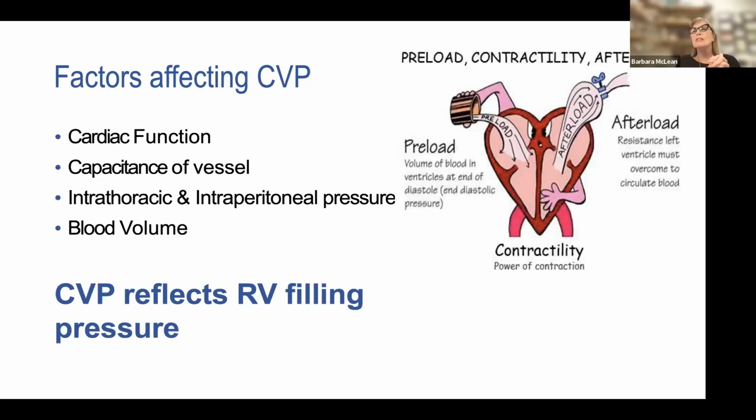Okay, I love this little picture. Just to remember, the volume of blood in the ventricles at the end of diastole is the stretch of the ventricle in relationship to the volume. So preload pressure is about volume and compliance.